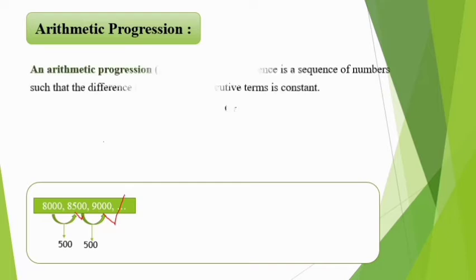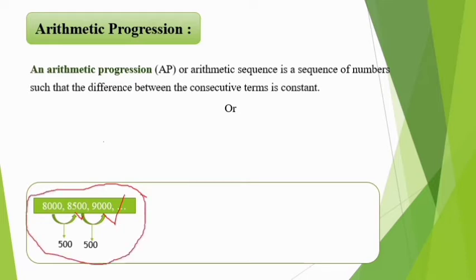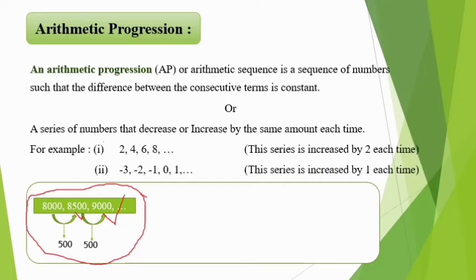500. So an arithmetic progression or arithmetic sequence is a sequence of numbers such that the difference between consecutive terms is constant. Means we can say that such a sequence of numbers is said to form an AP. Or a series of numbers that decrease or increase by the same amount each time. Means this sequence increased by 500 each time. So we call it arithmetic progression.